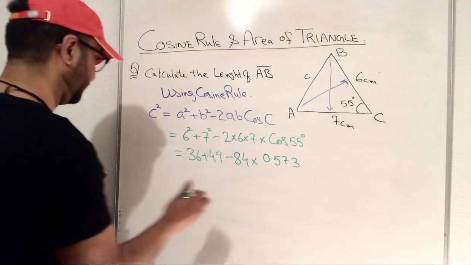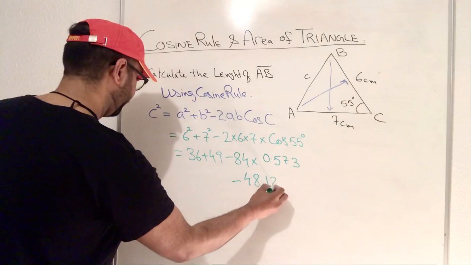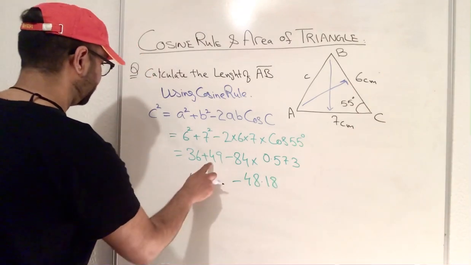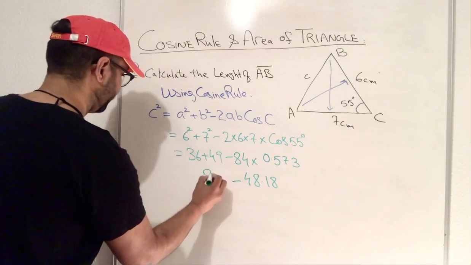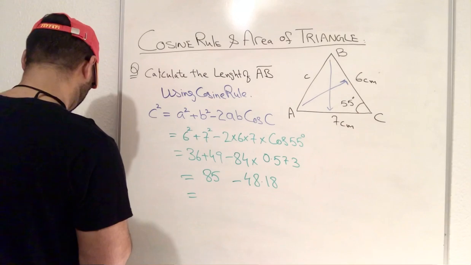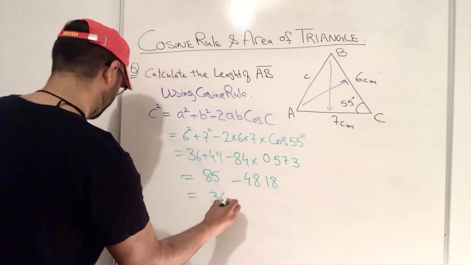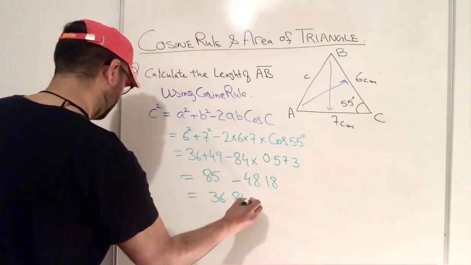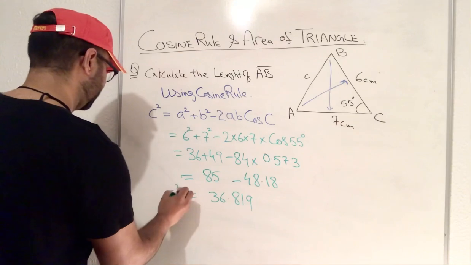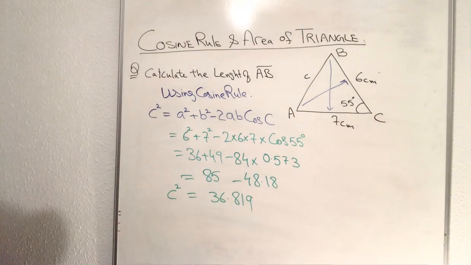This is 48. And then we subtract, that becomes 36.819. This is c squared. Now we need to find out the square root.